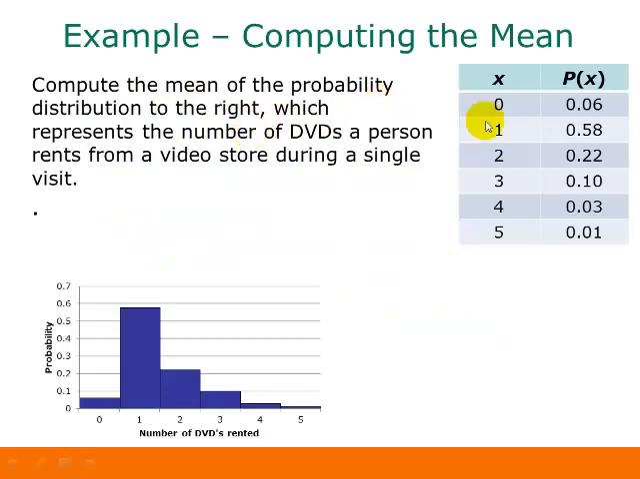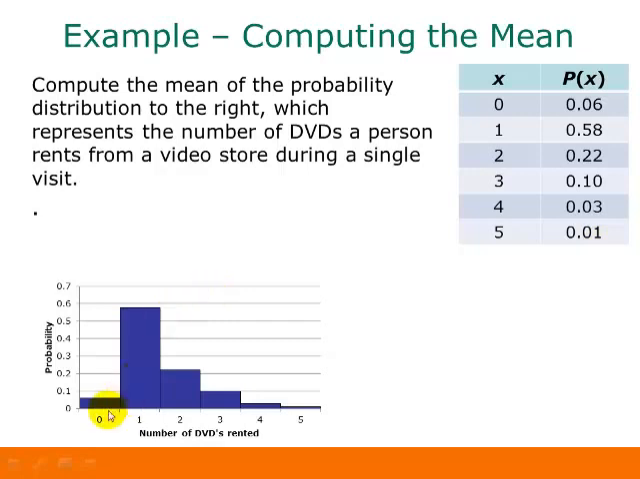Okay, so let's look at how we would find the mean of this probability distribution, which represents the number of DVDs a person rents from a video store during a single visit. So our possible values of x are everything from 0 up to 5, meaning that typical customers who come in might rent anywhere from 0 DVDs up to 5. Probably in this case, the store has a limit of 5 DVDs in a single rental. And here are the probabilities for each one.